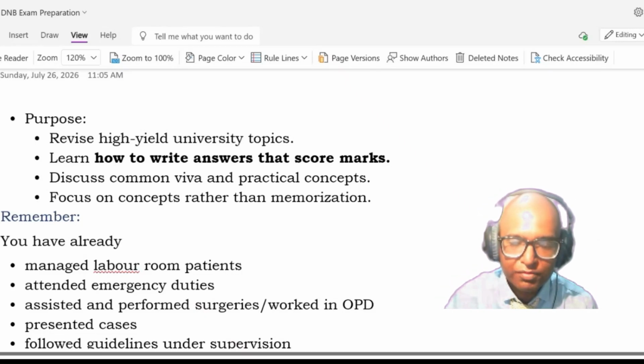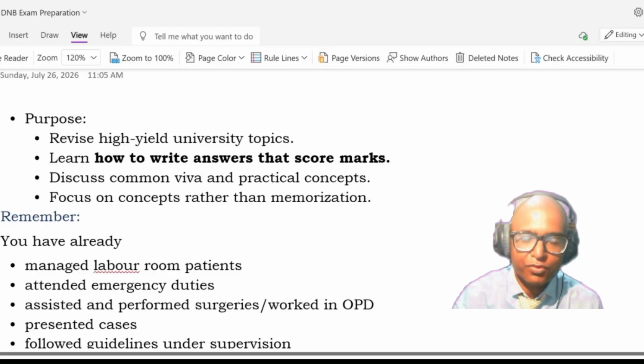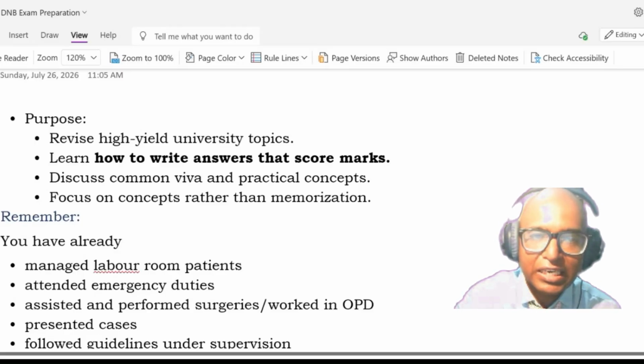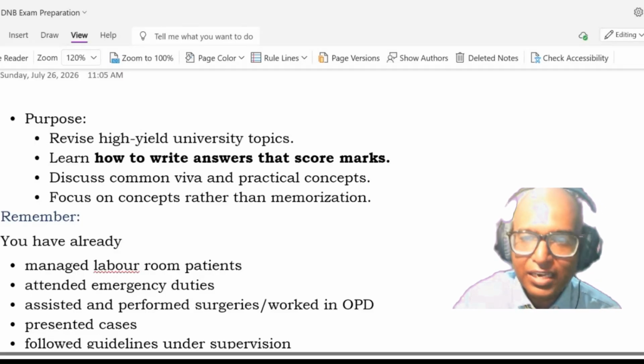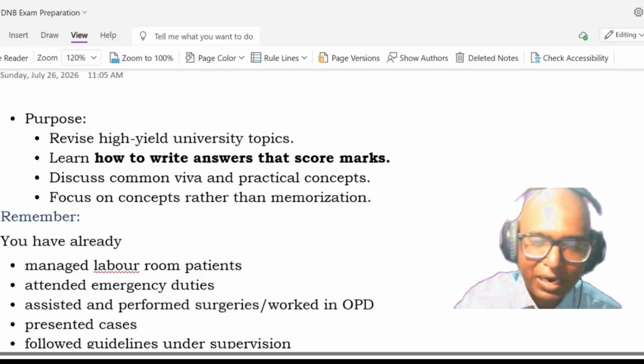From today onwards, we will be starting a revision series for the MS and DNB candidates who are exam going. The basic purpose of this series is mainly to revise the high yield university topics, to learn how to write the answers and how to score the marks. And we will also discuss common Viva and practical concepts.